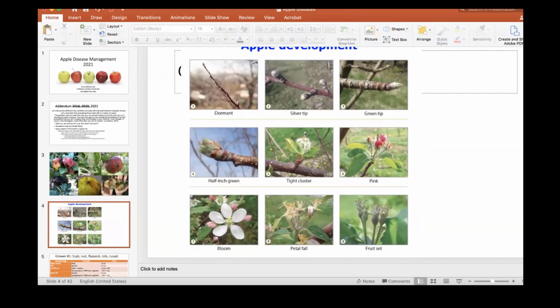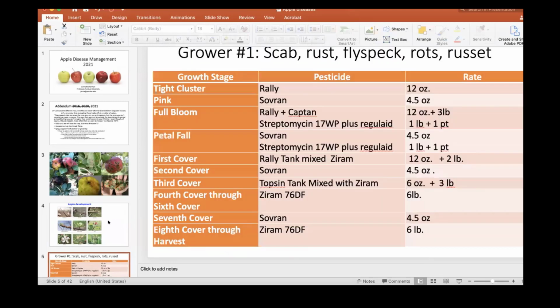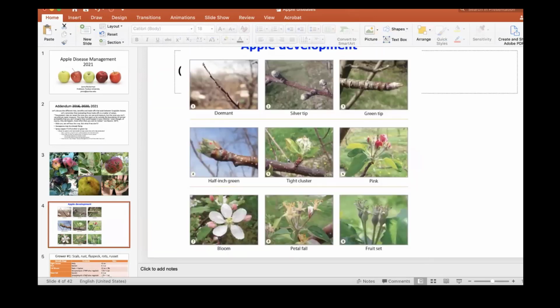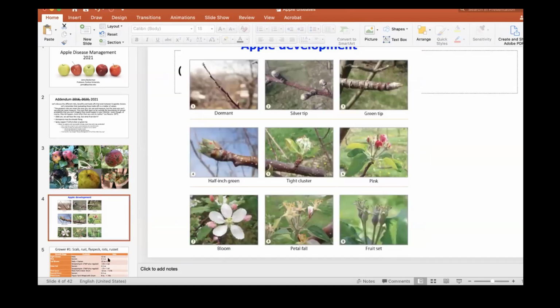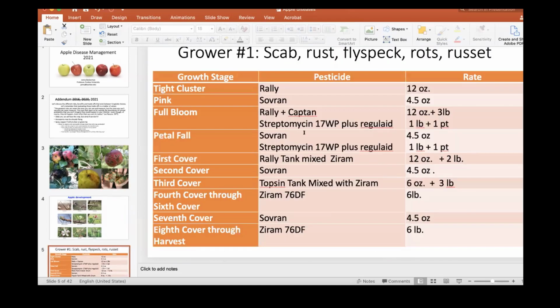So here what we see with this spray program is the grower didn't start spraying until we got to this point. What could be the potential problem of waiting until this point to start spraying? Well, obviously the potential problem is all this, or at least some of that. What diseases did we really need to try and manage earlier on that we didn't because we didn't start spraying until tight cluster?